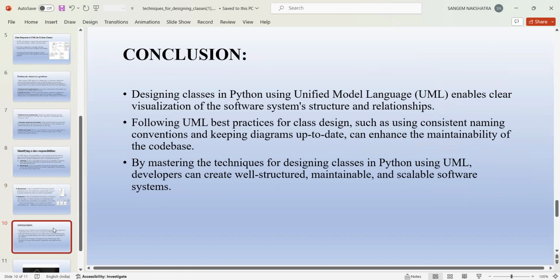Coming to conclusion, in this presentation, we have observed the designing of classes in Python using unified modeling language, which enables us to clear visualization of the software system structure and the relationships. Following UML best practices for class designing, such as using consistent naming conventions and keeping diagrams up to date, can enhance the maintainability of the code base. By mastering the techniques of designing classes in Python using UML, developers can create well-structured, maintainable, scalable software systems.